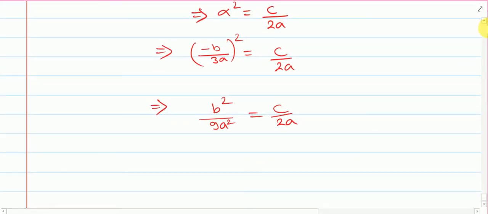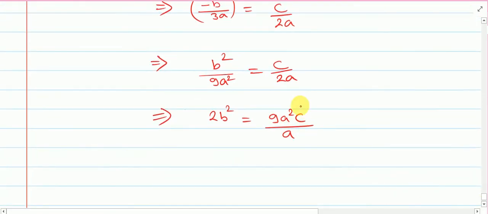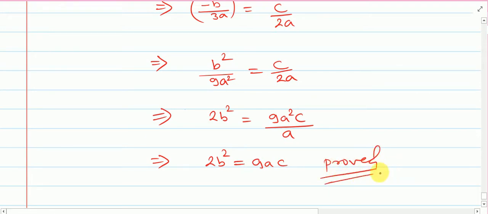And what we are supposed to prove? We are supposed to prove that 2b square is equal to 9ac. So I can take this 2 here on the left. So I'll get 2b square. This 9a square will go that side. So I'll get 9a square c, and down here a. So 1a will get cancelled in numerator. So 2b square is equal to 9ac. It's proved.